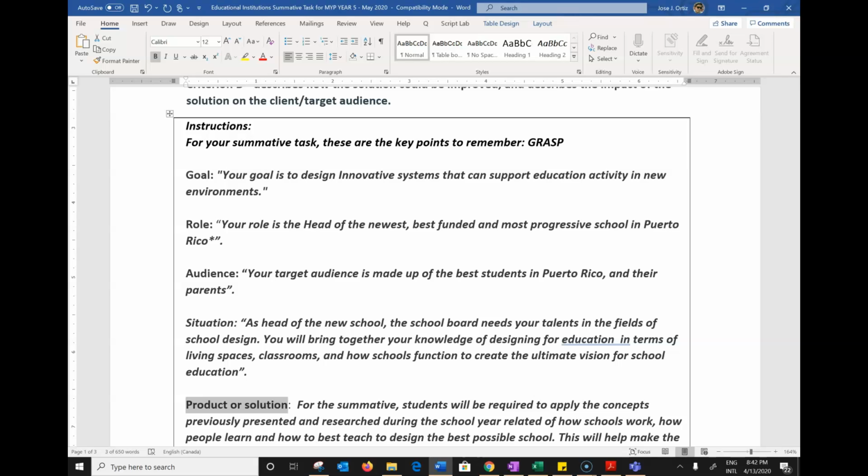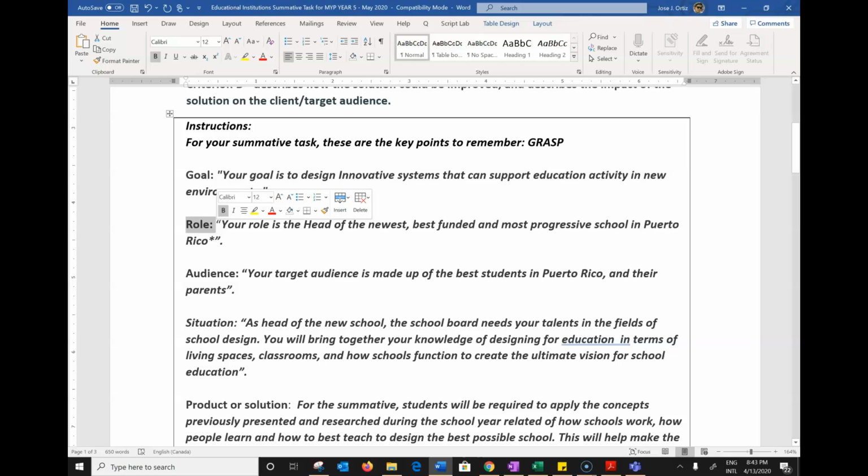Now, the purpose of GRASP is to make this assessment real, to help you get in the right frame of mind before even starting to work on it. Your goal is to design innovative systems that can support education activity in new environments, which is what we've been talking about during the first semester and the beginning of the year for this unit as well.